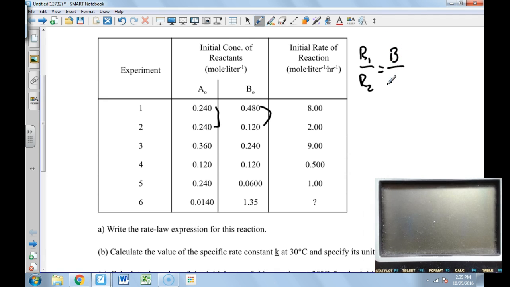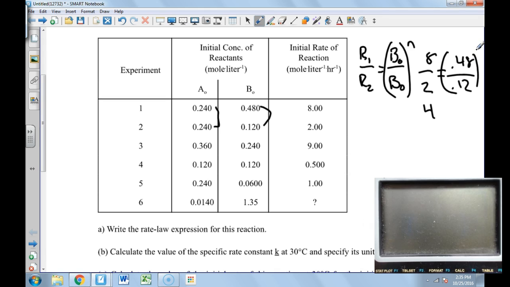Okay, and so this is going to be B over B naught. That little zero just means initial, and that's to some power n. Okay, so R2 over R1 is 8 over 2, and then that equals 0.48 over 0.12. So that's to some power n. So that's 4 equals 4 to the n, so n must equal 1.